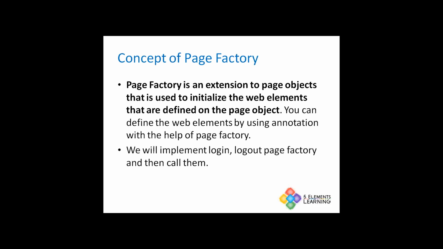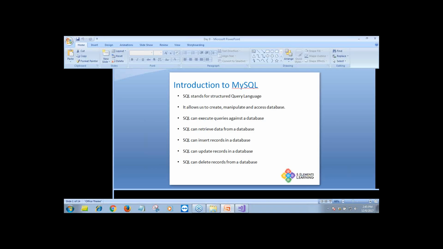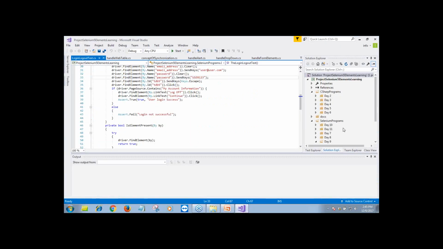Now the concept of page factory, which is an extension to page object, is used to initialize the web elements that are defined on the page object, and we use the annotation @FindsBy with How and Using. We are now going to implement the login and logout page factory. So let's have a look at the program.